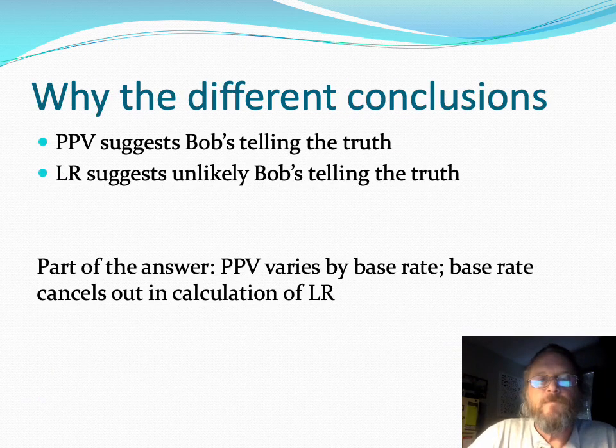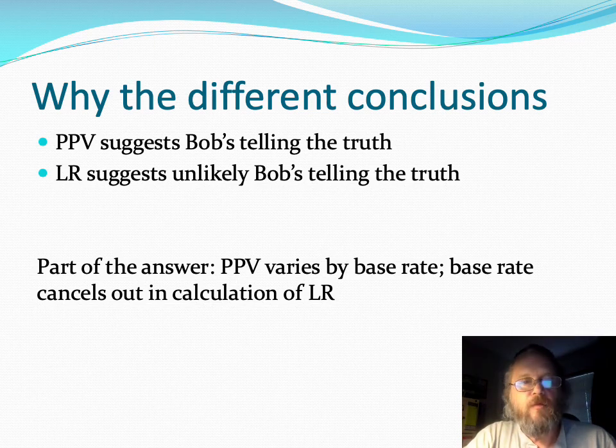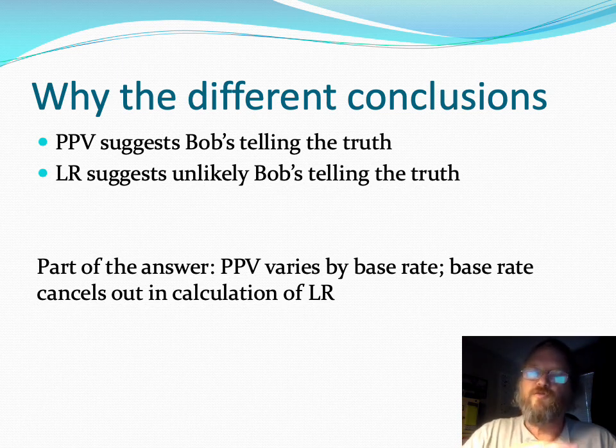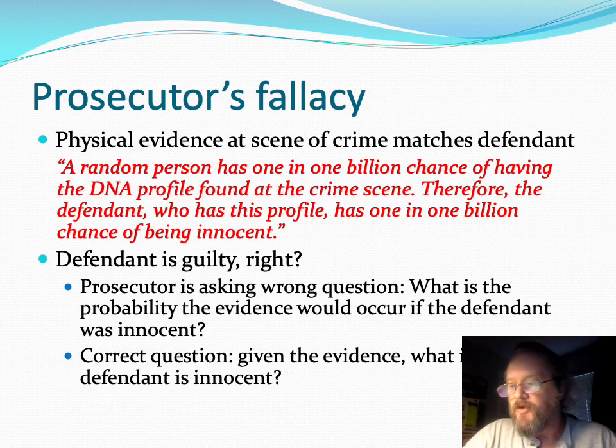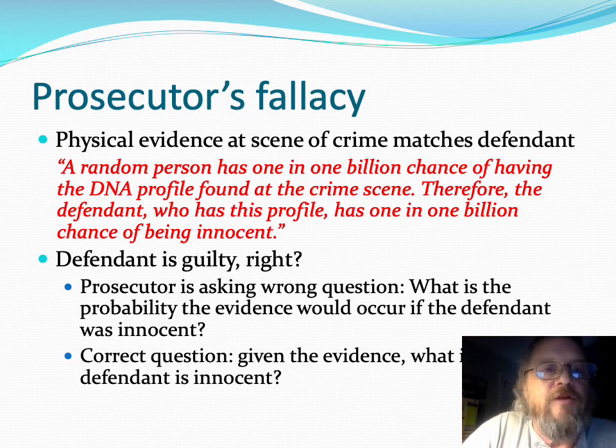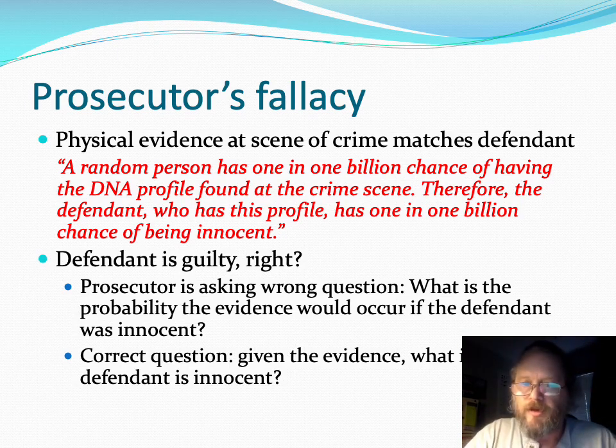So why the different conclusion? Well, as pointed out, the one statistic suggests Bob's telling the truth. The likelihood ratio suggests it's unlikely Bob's telling the truth. Part of the answer is that the two formulations handle the base rate differently. In the base rate and the logarithm, the likelihood ratio cancels out. All right. The other part about this, though, is this is where it really gets tricky in interpreting probabilities. So you can do your calculations, and in both cases the calculations are correct, but we have to now make a judgment about which one is informing us about reality, right?